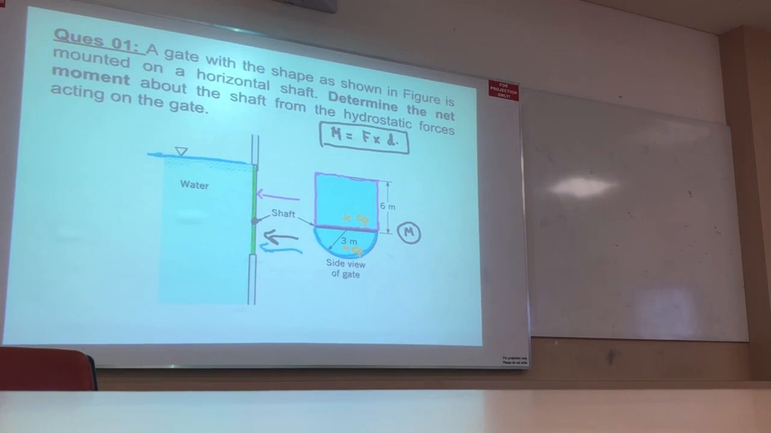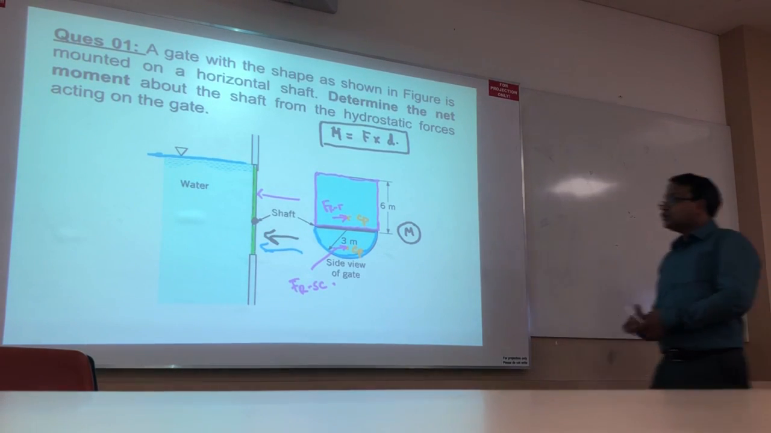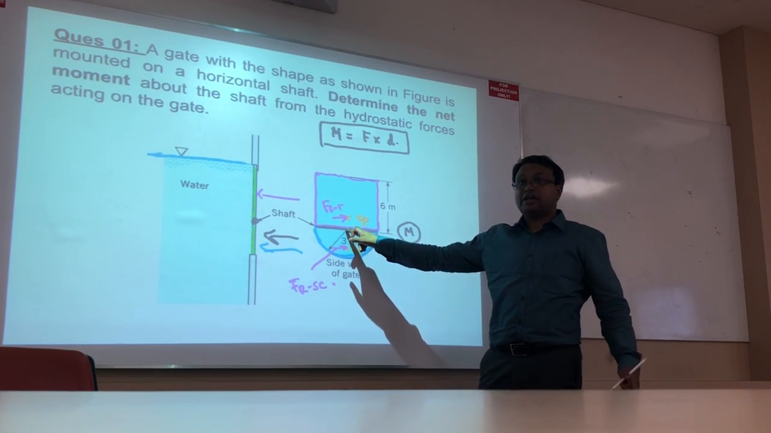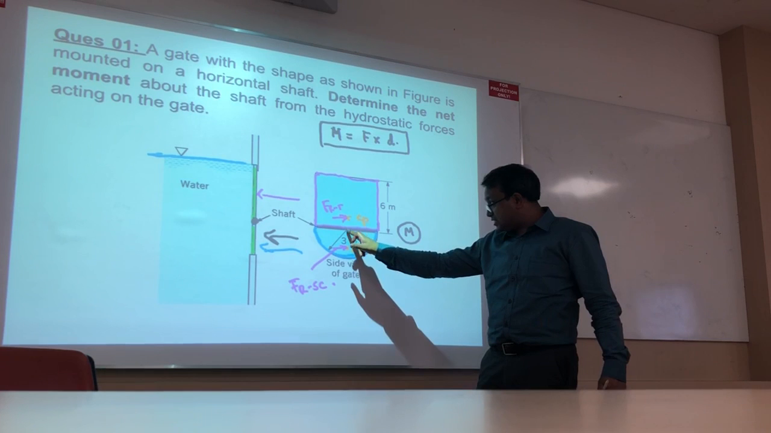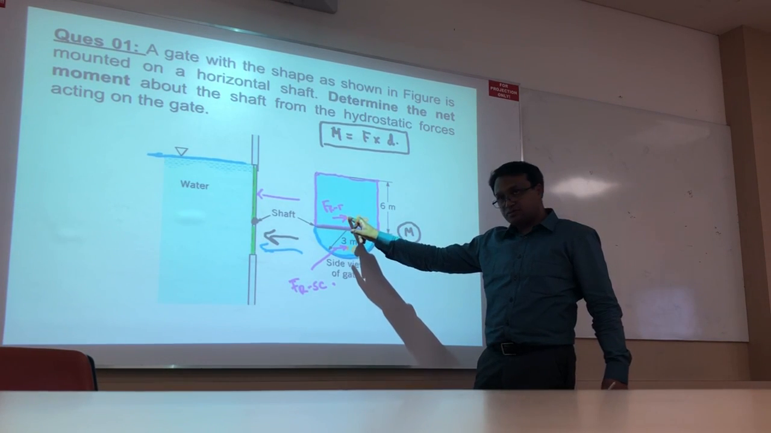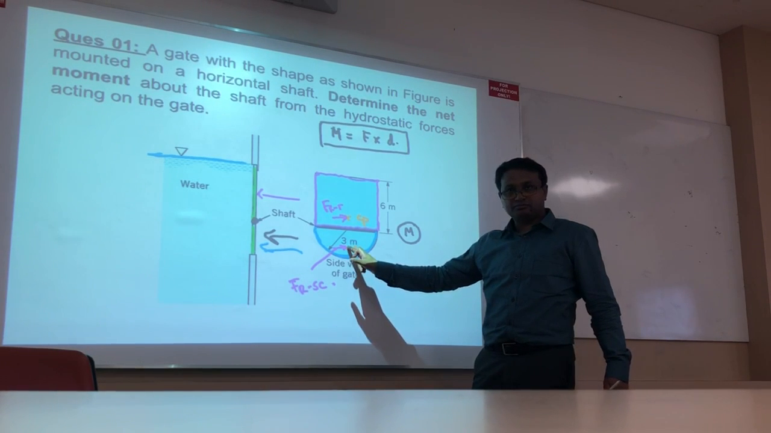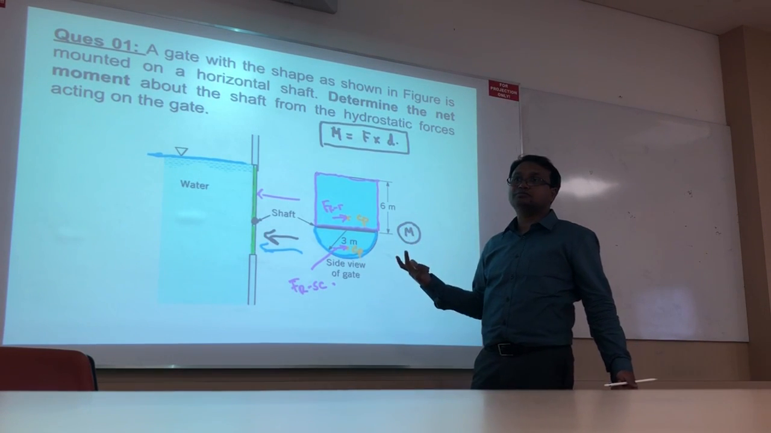So there are two forces. One force is here, another force is here. Correct? This is Fr for the rectangular shape, and this one is Fr for the semicircular shape. Right? No problem. So what is the moment? The moment is found at the shaft. So I need to find the distance from the shaft to this CP, and from the shaft to this point. Otherwise I cannot calculate.